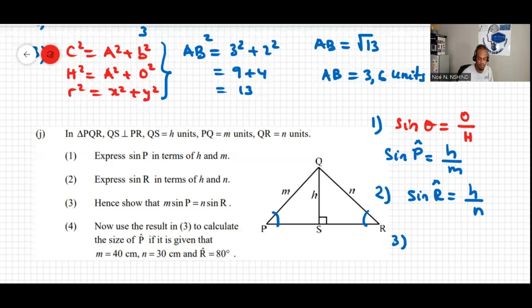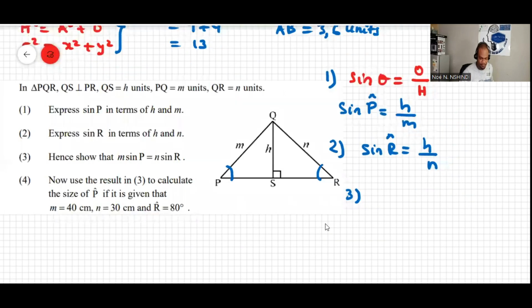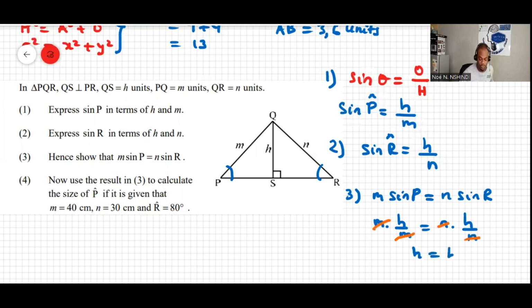Question 3: hence show that M sine P equals N sine R. Previously we found that sine P was given by H over M, and sine R was given by H over N. Now we can simplify M and M here, and N and N there, and then we have H equals H, which is proven.